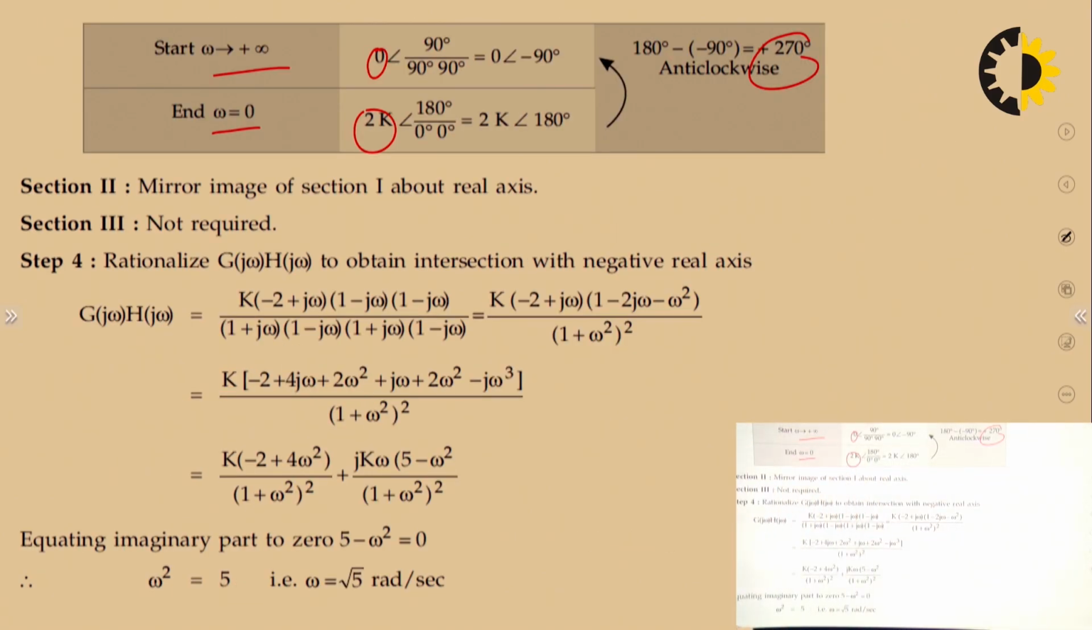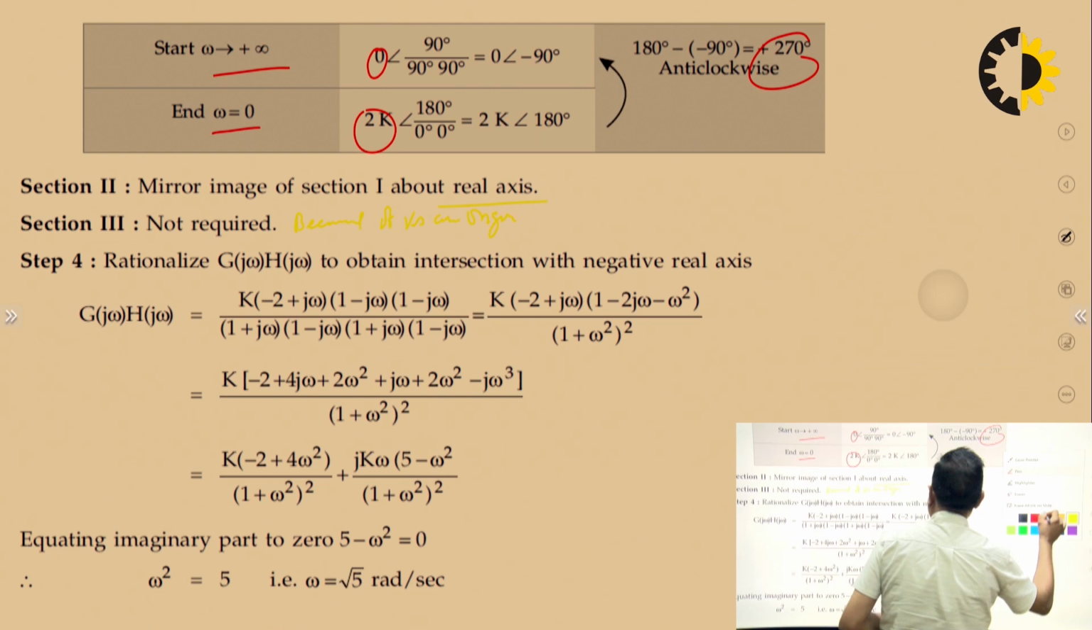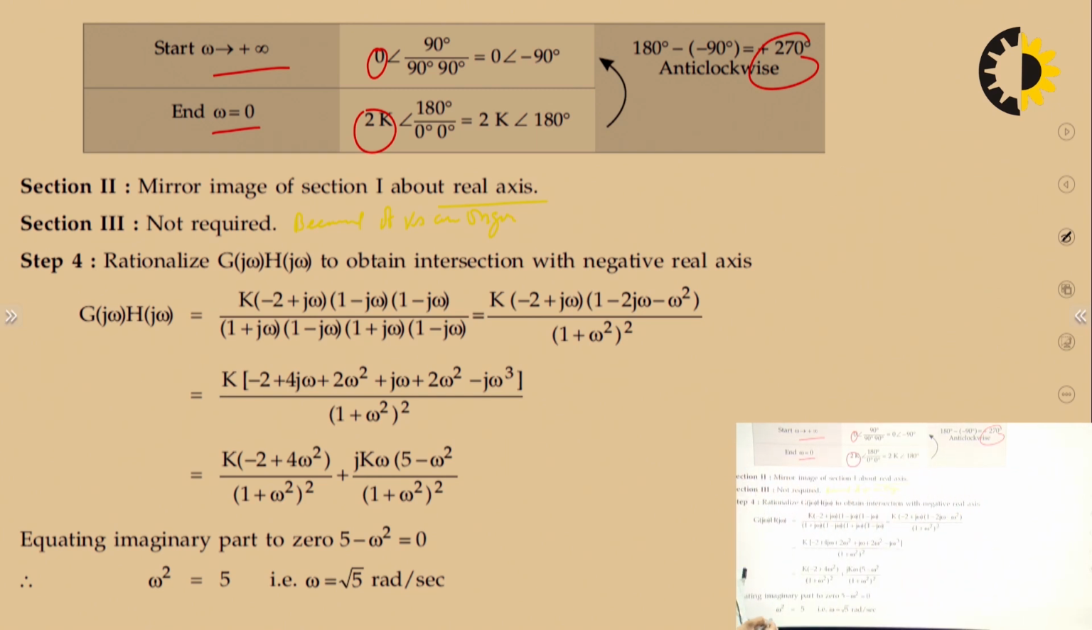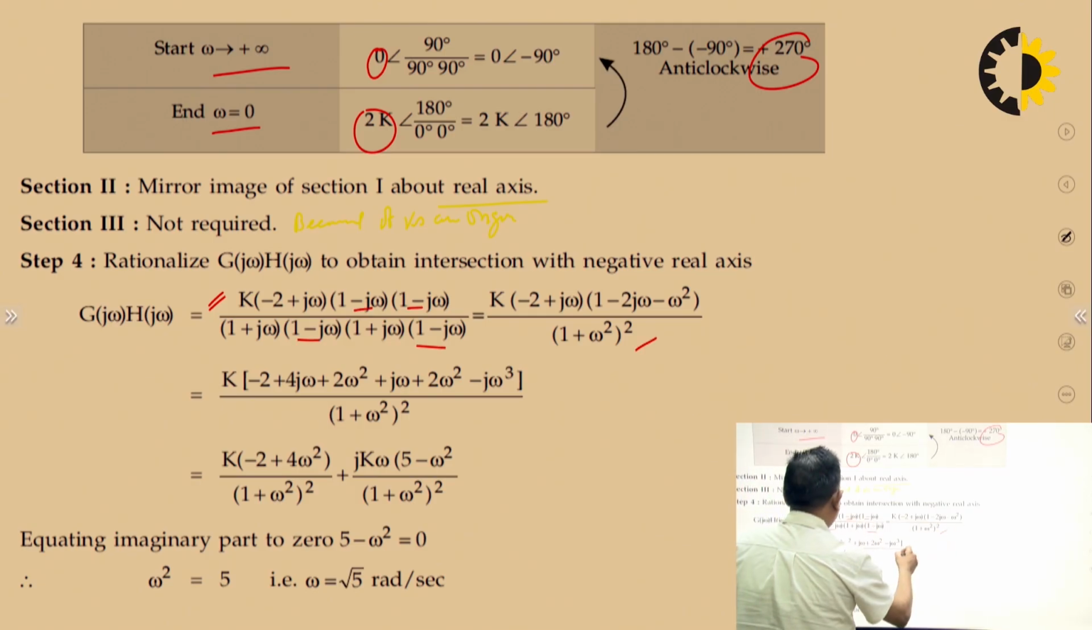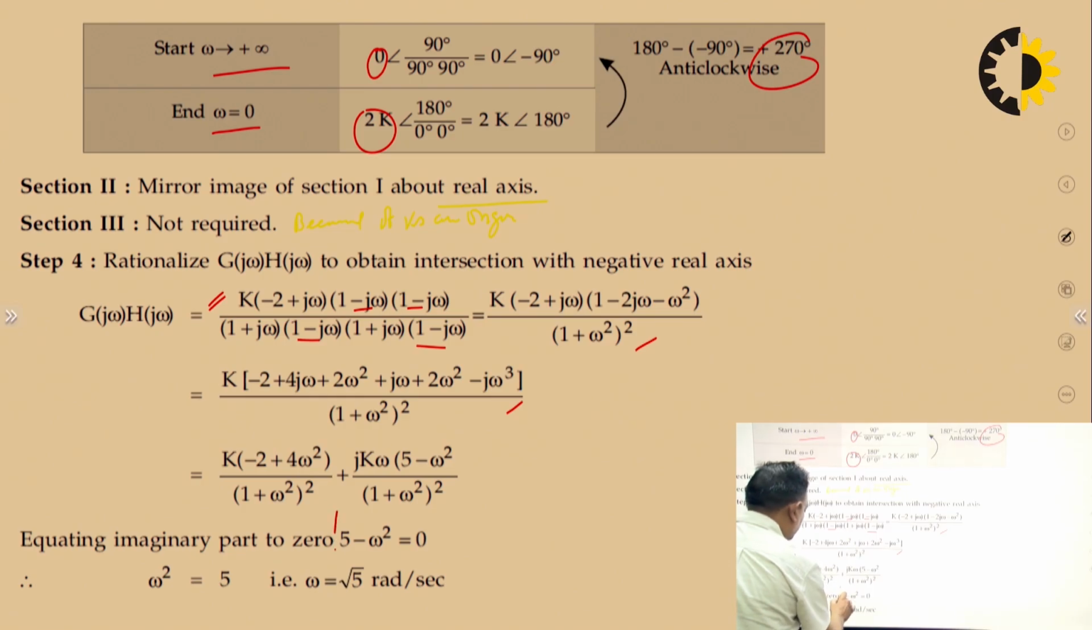And section 2 is the mirror image of section 1 about the real axis. And section 3 is not required because it is an origin in all the cases. Now again we want to find the point at which it will cut the negative real axis. So we will rationalize it, multiplying by the conjugate values. After solving, put 5 minus omega square equals to 0. So the phase crossover frequency is found to be omega equals to root 5 radian per second.